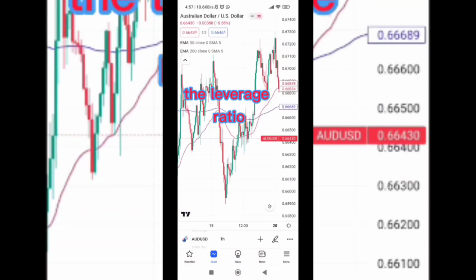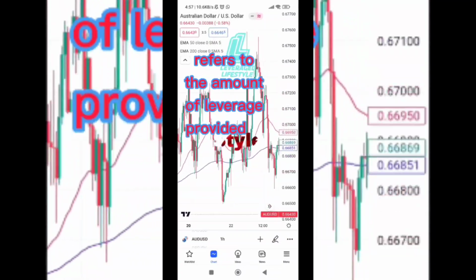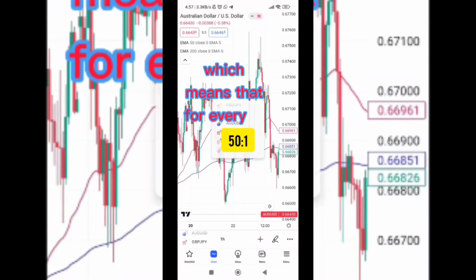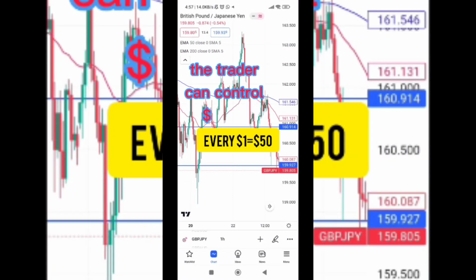The leverage ratio, on the other hand, refers to the amount of leverage provided by the broker. It's typically expressed as a ratio, such as 50 to 1, which means that for every $1 of capital, the trader can control $50 in currency.